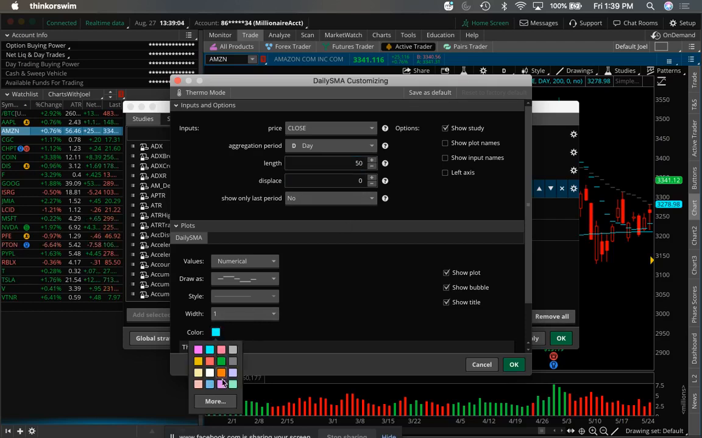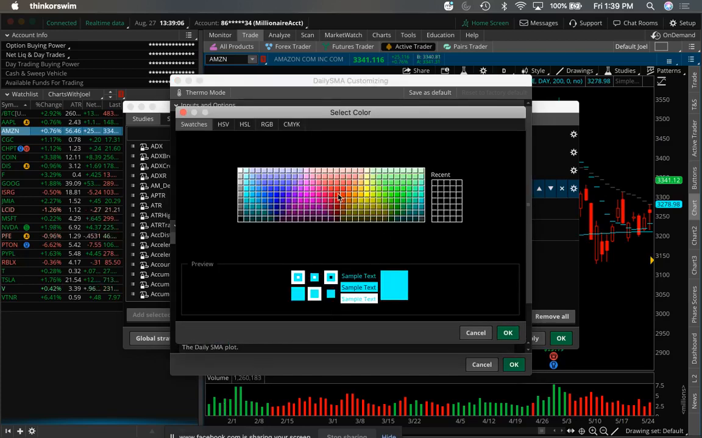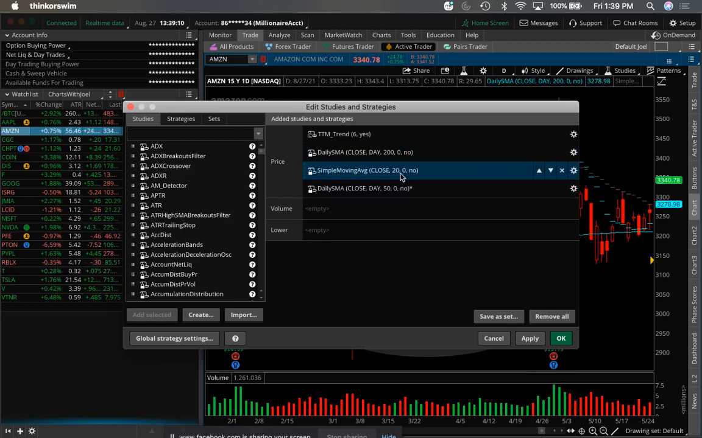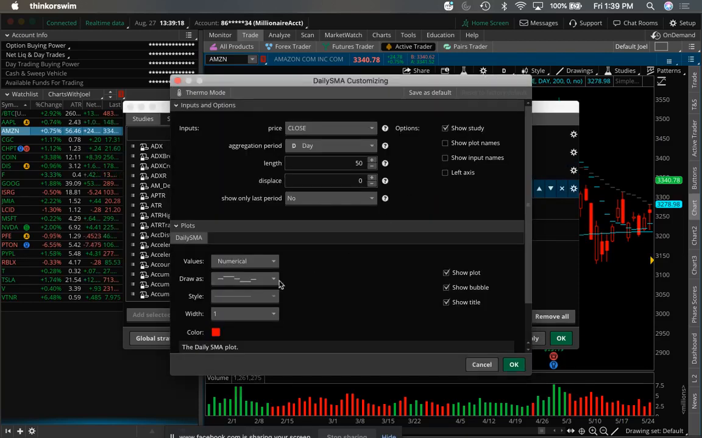I know you guys are learning on the fly. We're going to make that red. So we got the 20-day, the 50-day, the 200-day. That's what we're going to look at. All right, now that you guys learned how to use them, we're going to make the 50-day dotted, okay?